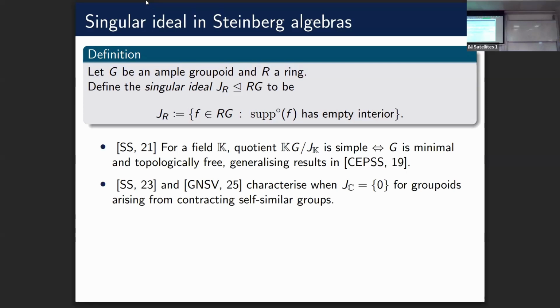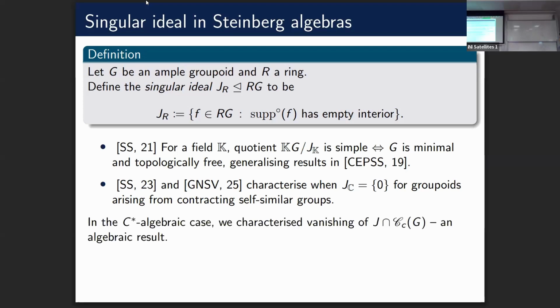Then if you want to know when J vanishes, these two papers give you results in the setting of groupoids arising from contracting self-similar groups. So this is again the paper I mentioned earlier this year. This is another work from Nora and Ben in 2023. But what we saw earlier was a characterization of when this J intersect curly C vanished. And this is an algebraic result. So somehow you might hope that the methods from that proof could apply to this algebraic setting of Steinberg algebras.